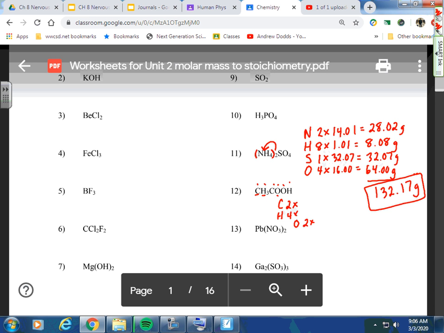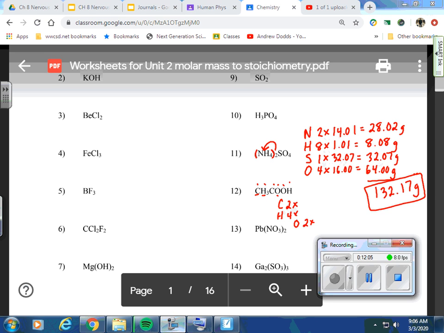I want you to try to get this done for tomorrow. Just the front side, not the back side. Do not do the back side yet, just the front side. Try to get this done, ready for tomorrow at the beginning of the hour.